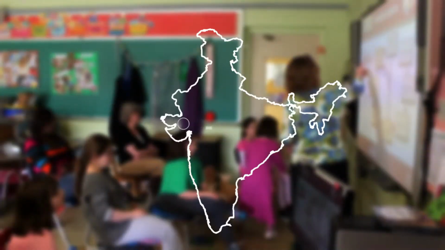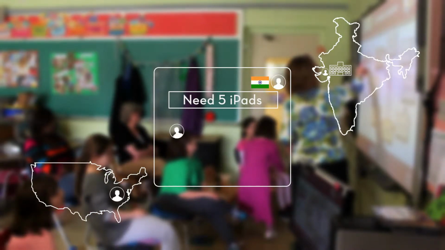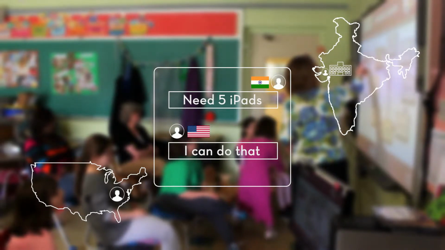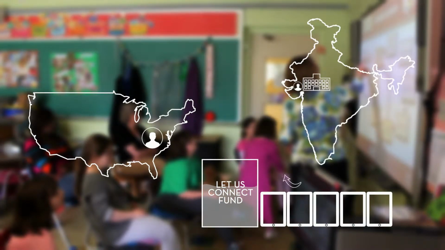The student ambassadors will come together and discuss the needs of the special needs schools. So, for example, if one school needs 5 iPads, one of the student ambassadors from India will post on LetUsConnect that the school needs 5 iPads. Then a student from America will see that post and say, I can take initiative and try to raise that money. So they'll take that money once they've raised it and put it into the LetUsConnect fund. And LetUsConnect will then purchase those iPads and send them to the schools.